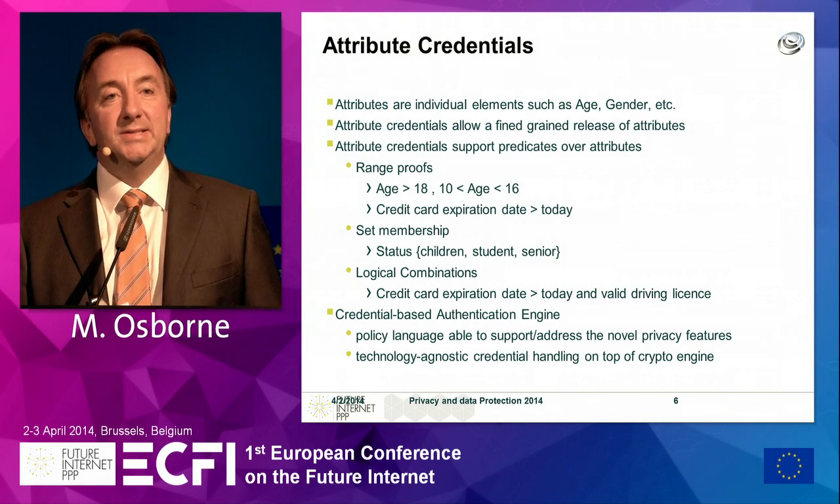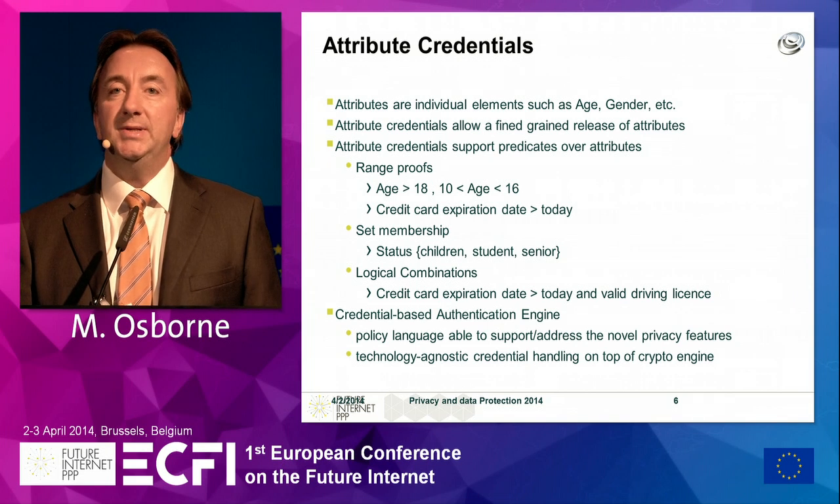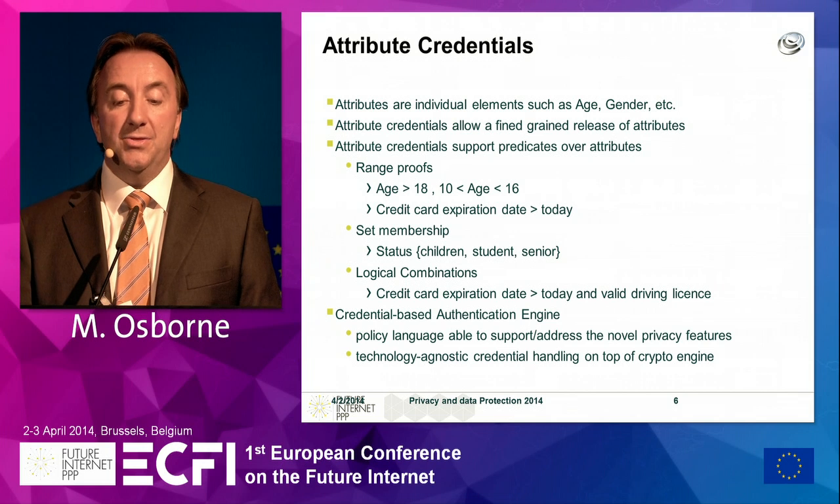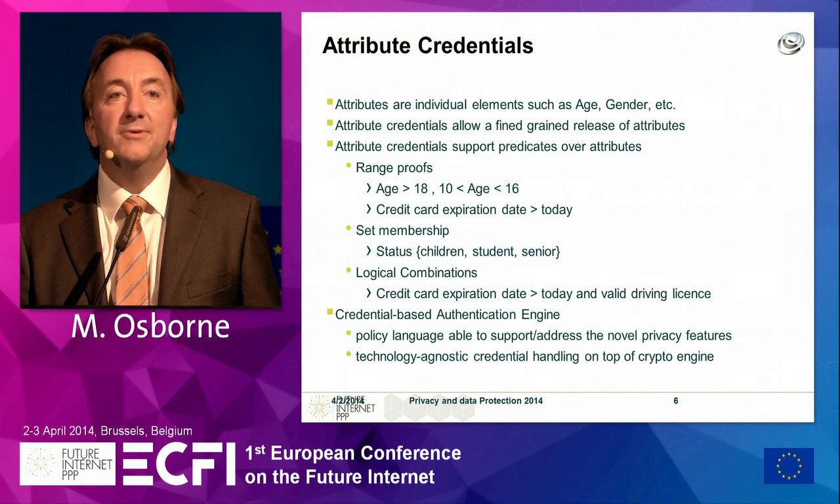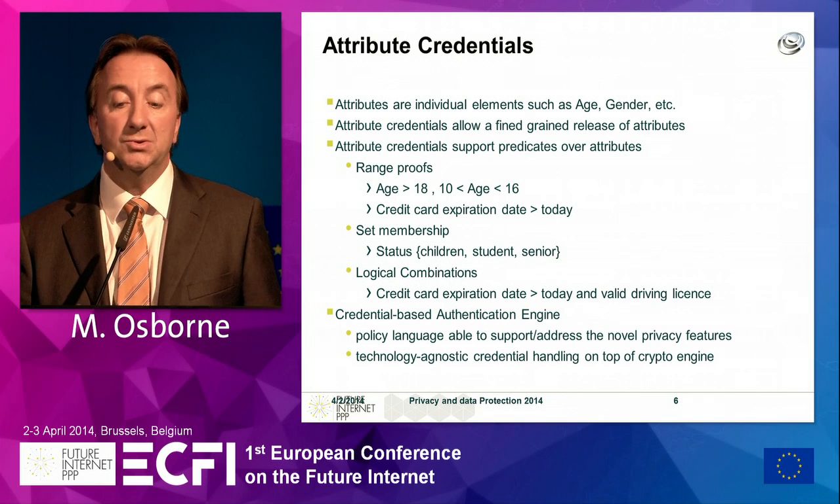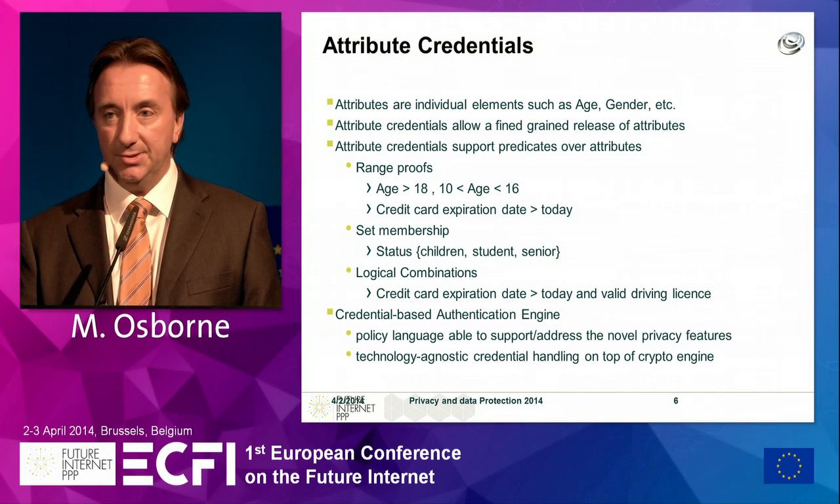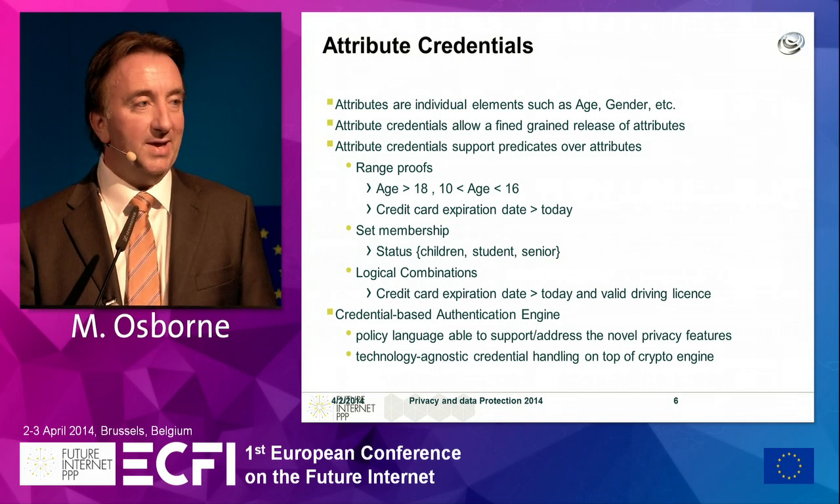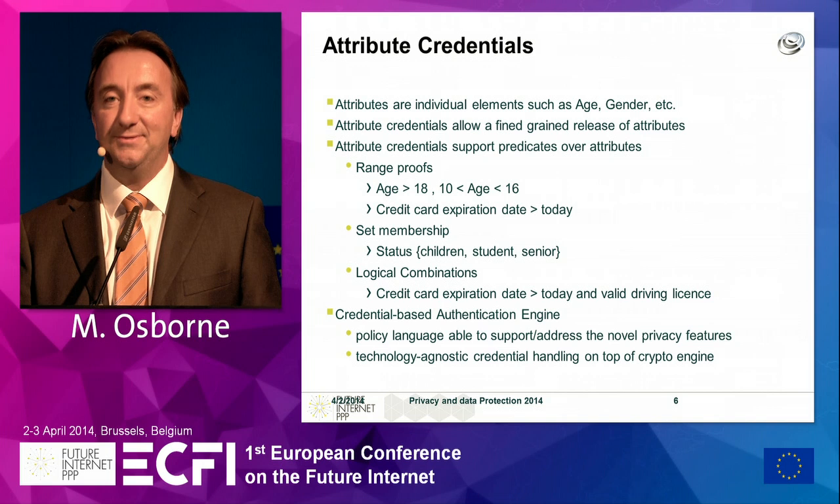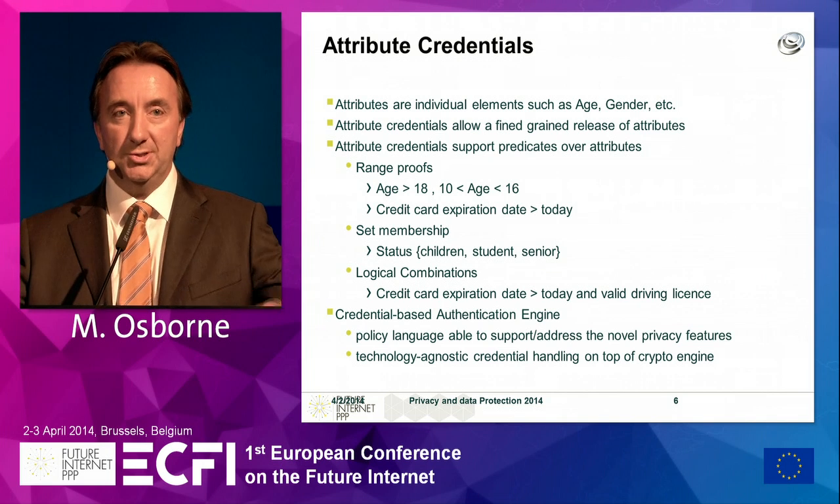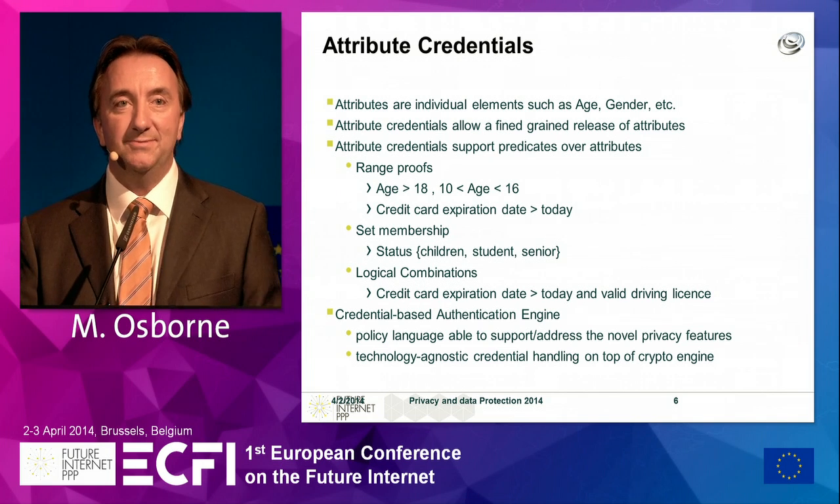That's why we need technologies. We need different technologies. I want to introduce the concept of attribute credentials. Basically, an attribute is an individual element of information. So it's your age, it's your gender, etc. And the whole concept of attribute credentials is that you're able to give up pieces of information selectively. You don't give up the whole bunch, you don't give up the whole credentials containing all of this information.